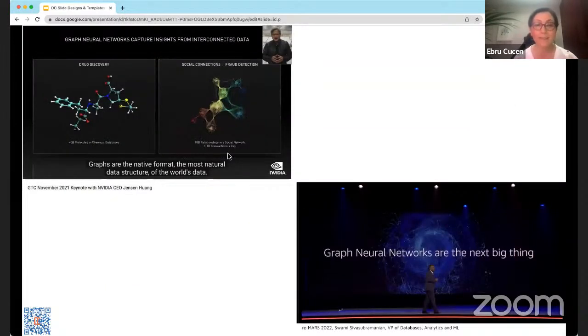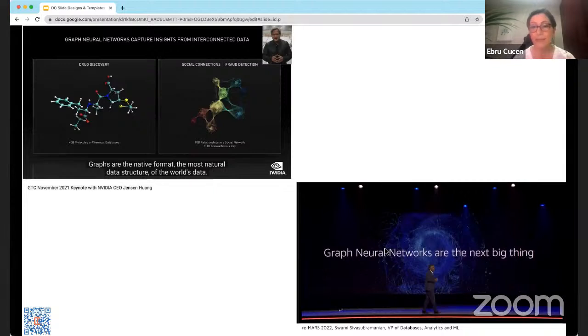If you don't believe me, this is CEO of NVIDIA, Jensen Huang. In November 2021, they had the GDC annual conference, and graphs are the native format, the most natural data structure of the world's data, is his words. He showed one of the drug discovery, 4 billion molecules for the chemical database interactions and how they form. On the right-hand side, this is the social connections and fraud detection. By Amazon, it's 90 billion relationships on a social network.